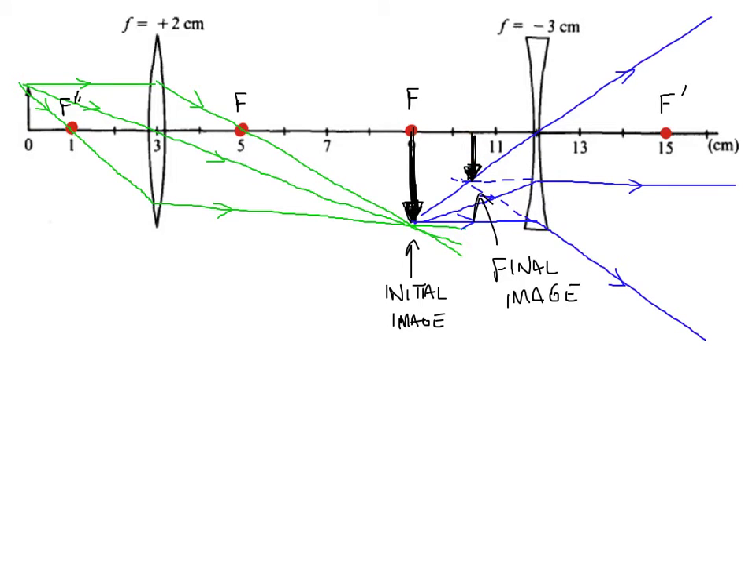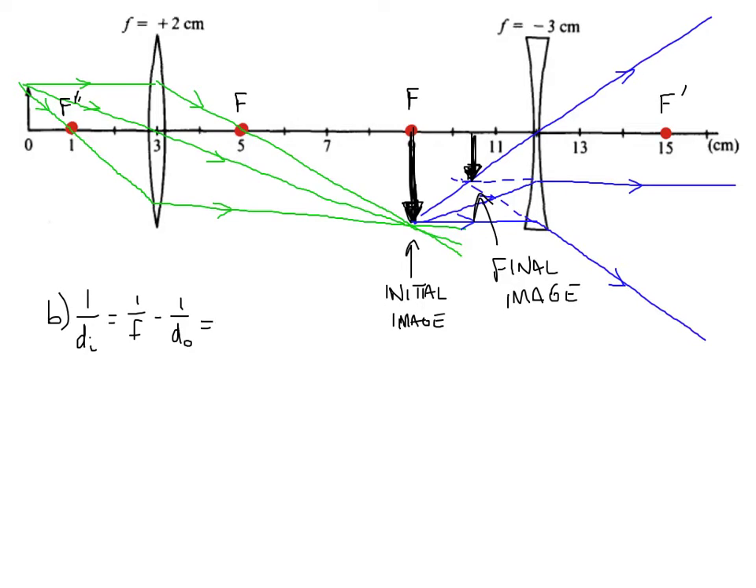So for that one, we're definitely going to have to do some calculations. And that's what we're going to do in part B. So we want to use some equations to determine the exact location and size of the final image. So we're going to do 1 over di equals 1 over f minus 1 over do.